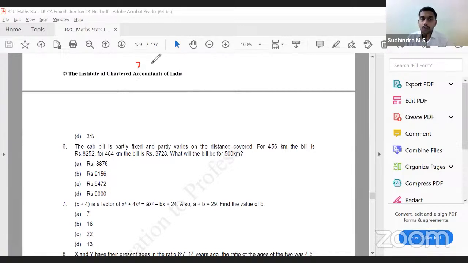How do we get this? See, if x plus 4 is a factor, what would be the value of x? Minus 4. Correct. Substitute x as minus 4 in this equation. Minus 4 to the power of 4, plus 4 times minus 4 cube, minus a into minus 4 square, minus b into minus 4, plus 24 should be equal to 0.